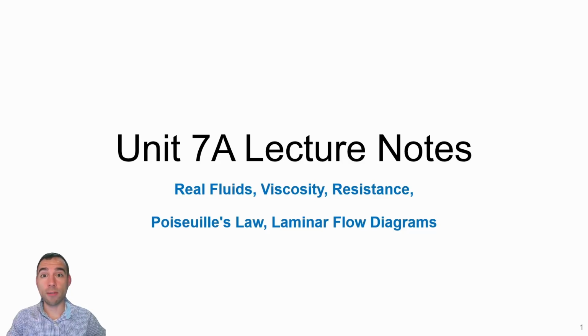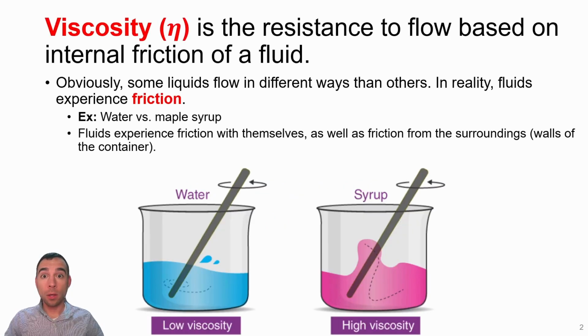Unit 7A will cover real fluids and viscosity. Unit 6A and 6B dealt with ideal fluids, which meant that we ignored a lot of the features that make fluids realistic. One such feature is viscosity, which is the resistance to flow that a fluid feels due to friction within the fluid itself. So some fluids flow easier than others.